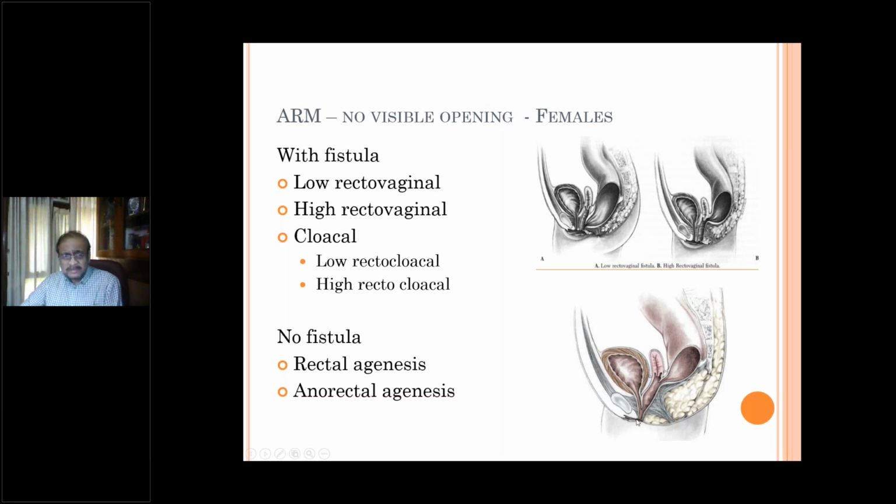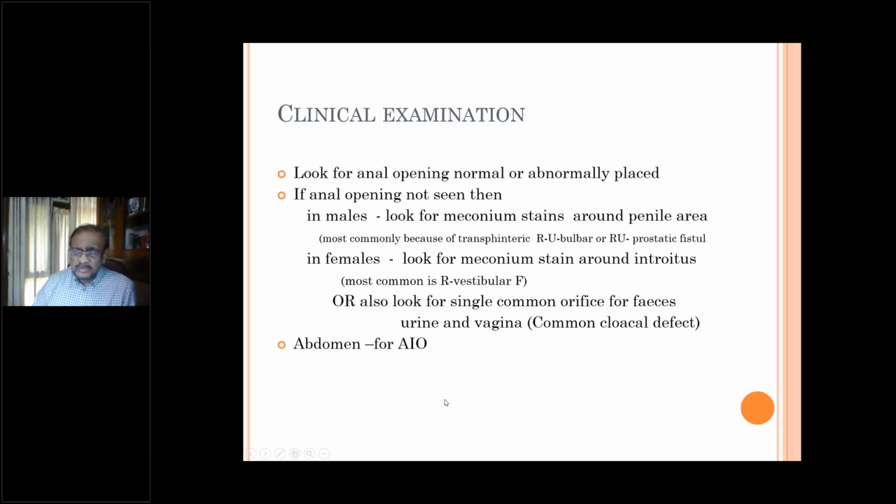So that is a cloacal defect for you, right? So all three opening into one. So in a female, you could have either a low rectovaginal, a high rectovaginal, or you can have a cloaca. If there is no fistula, rectal agenesis and anorectal agenesis, right? So that is how. Now, this patient has come to you.